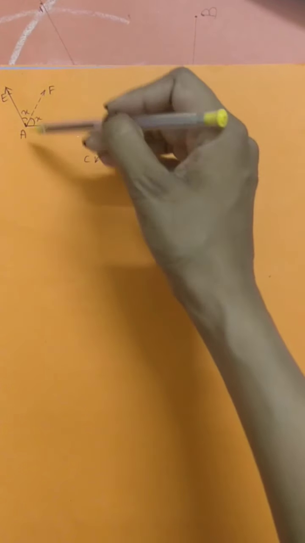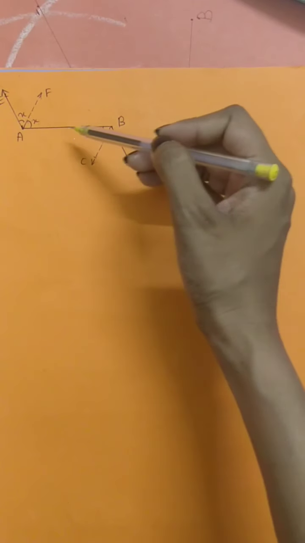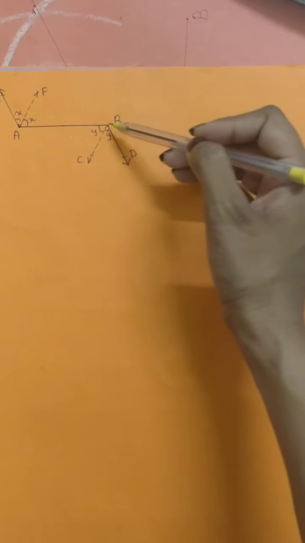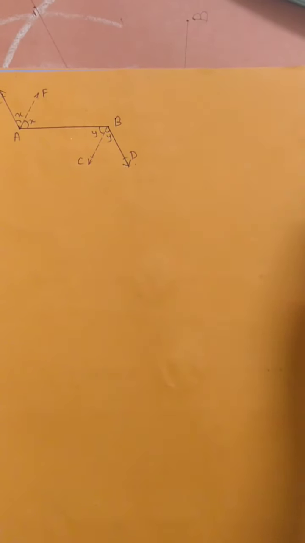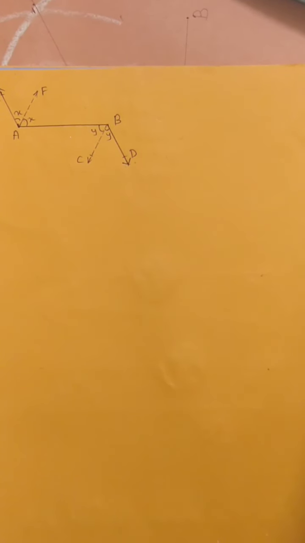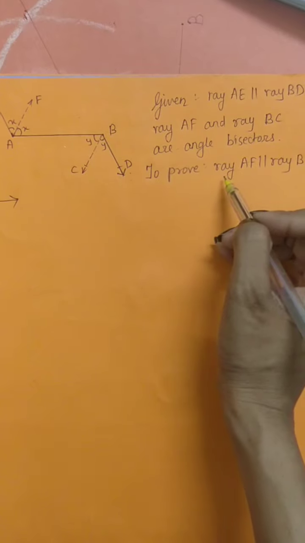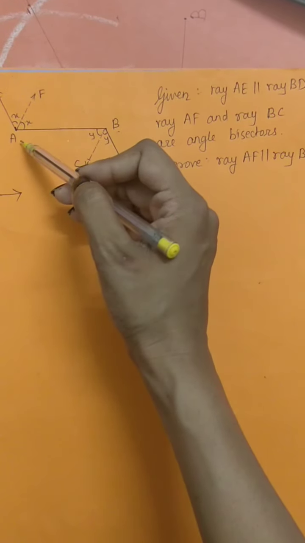So when these are parallel and this is transversal, these things are given, we can say that this angle is equal to this angle. How? Because these angles are alternate angles. Okay, so write down in the given. So we need to prove that this ray AF is parallel to ray BC. These two rays are parallel.